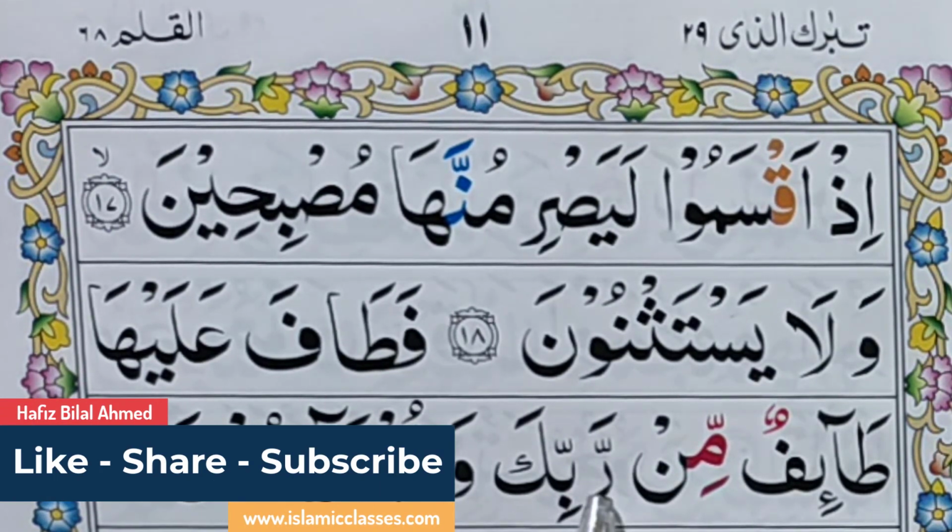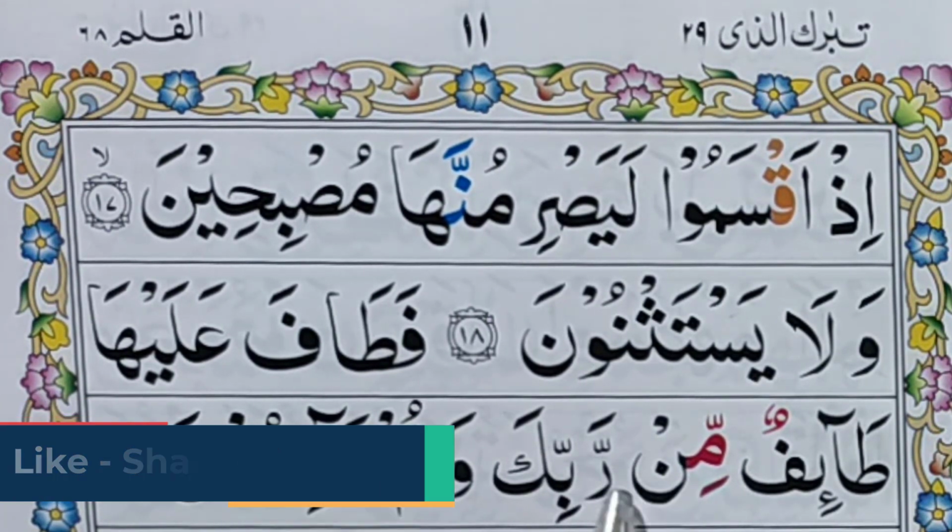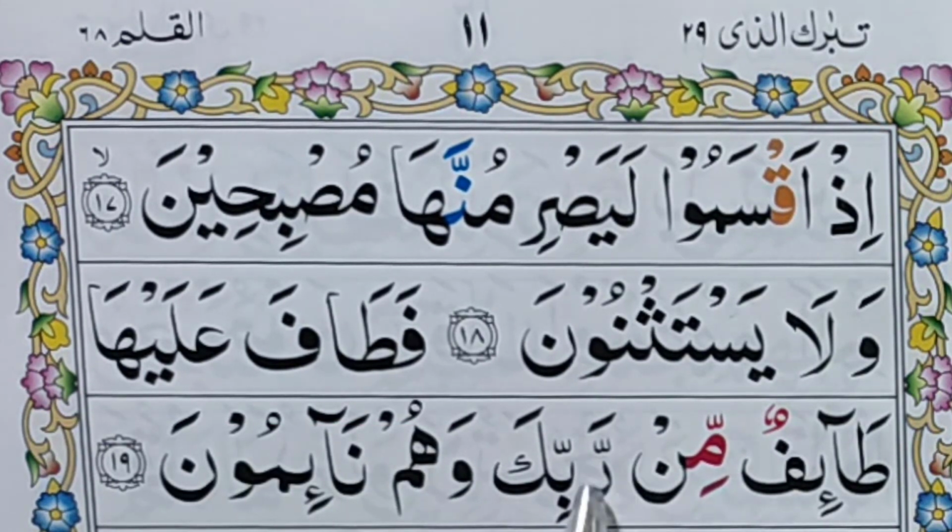After the noon sakin, the next letter is ra. We make idgham without ghunna. So this noon we do not read. Mim we connect directly with the ra. Mir rabbika. On the ba we make bit strong voice.